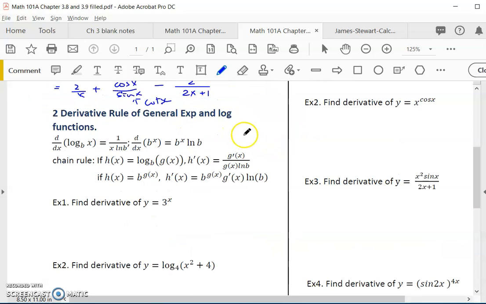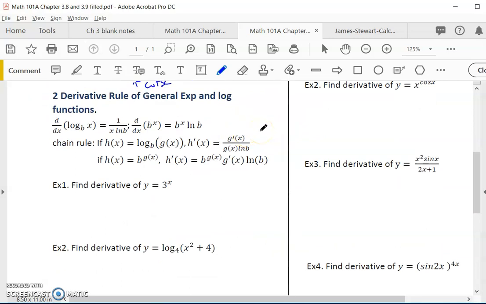The second part is if I don't have ln x or e to the x, but it is b to the x. I want to do d/dx of like 2 to the x or 5 to the x. What is the formula? The formula would be b to the x ln b if the base is b.